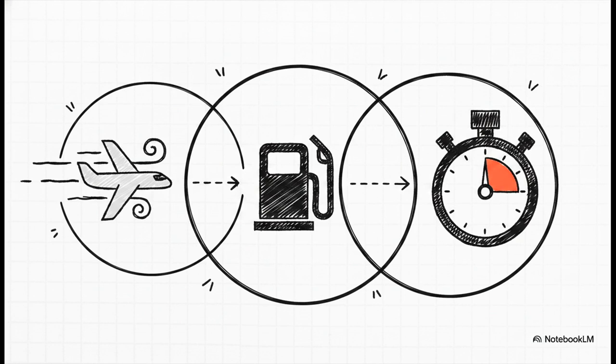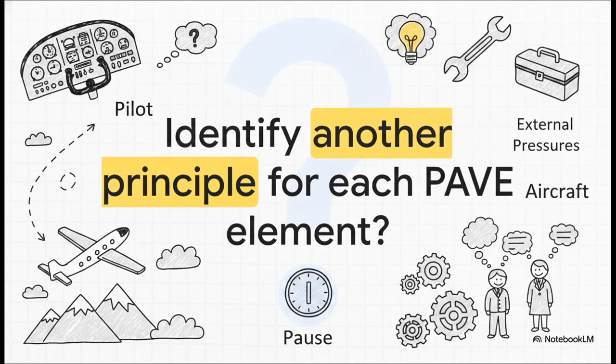Take the aircraft element from PAVE and combine it with Principle 6, which is time and distance. Say you're looking at some really strong headwinds. Well, that might require planning an extra fuel stop. That single environmental factor completely changes your total time en route, which just proves how interconnected all these principles really are. So now it's your turn to apply this.